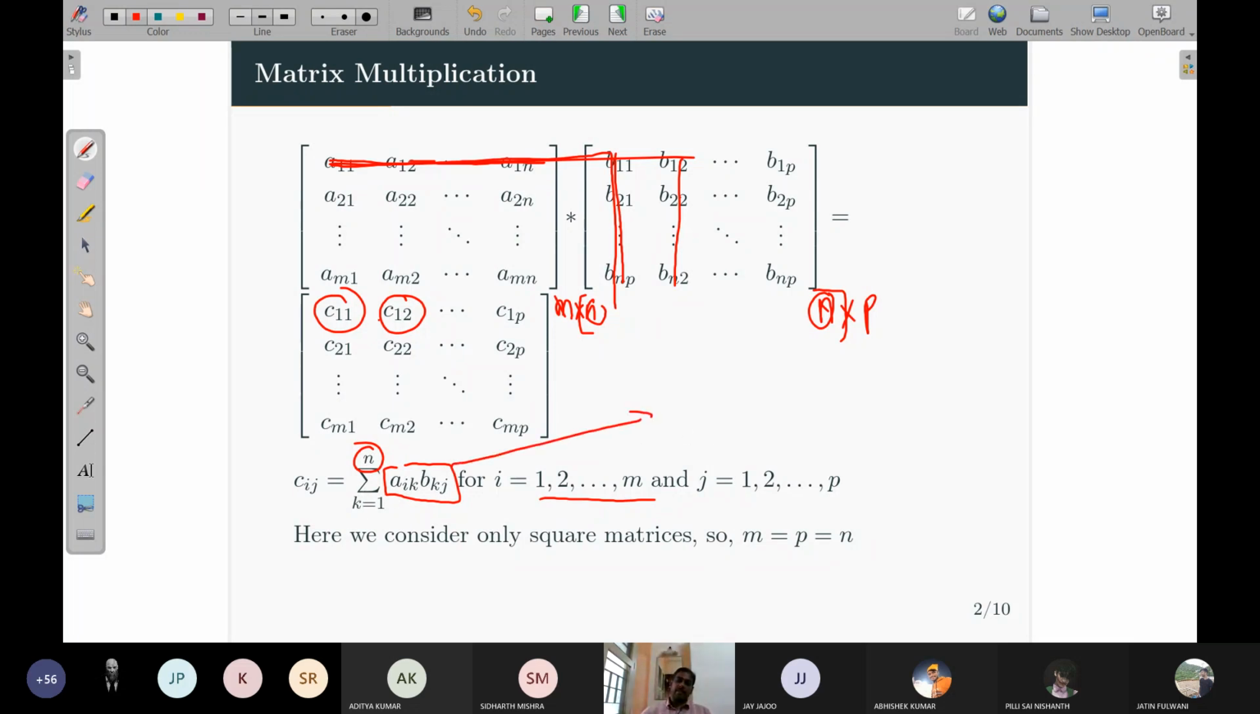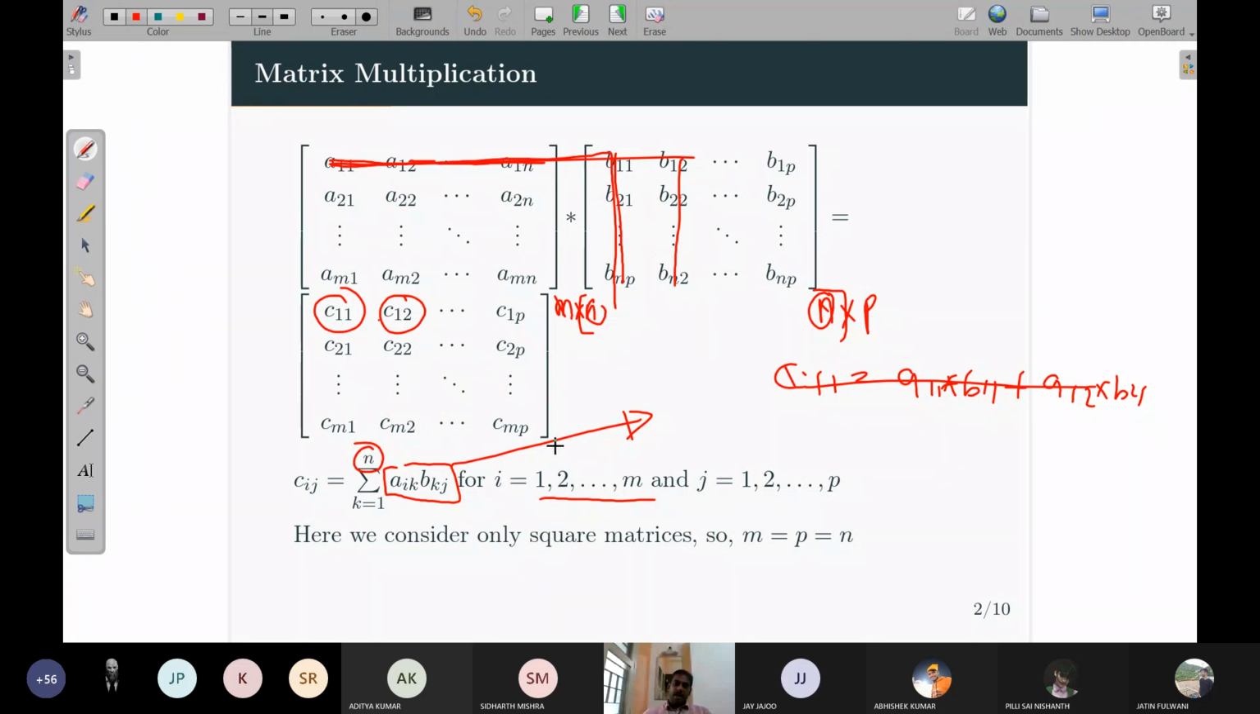If you expand this, you will get the formula. I am not expanding it, but if you are interested, you can expand and see. You can see that C11 is equal to A11 into B11 plus A12 into B21, and it goes on like that. You people are experts in mathematics, so you can expand it and see if you want.